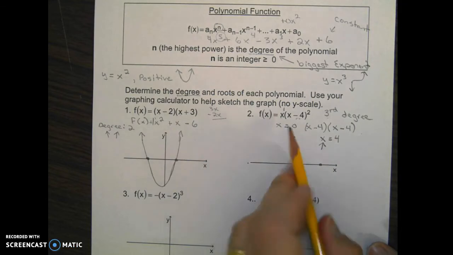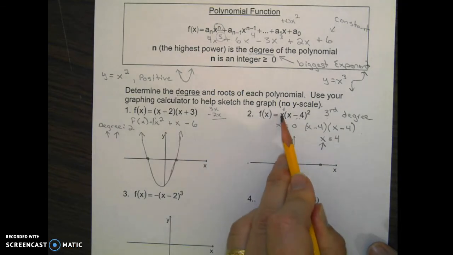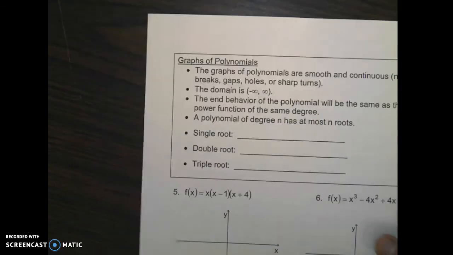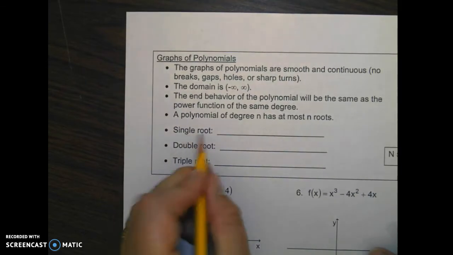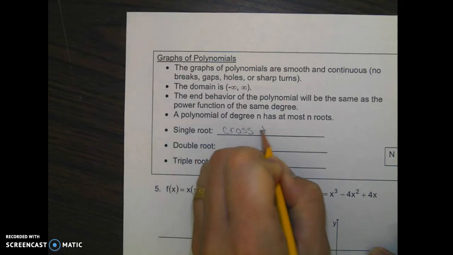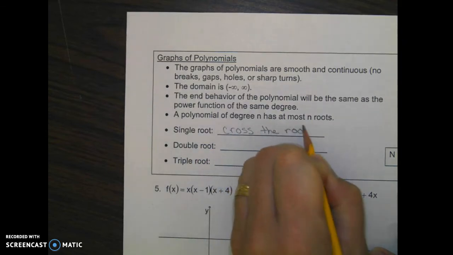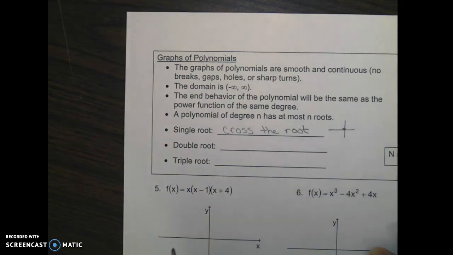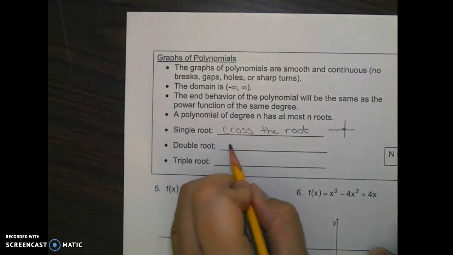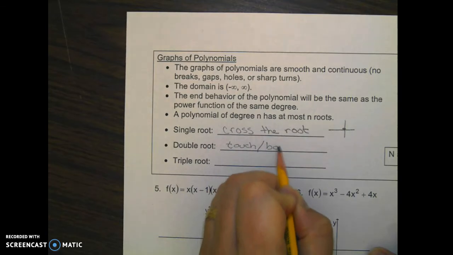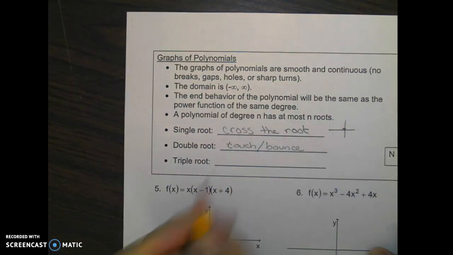Now, this is a single root because it has an exponent of 1 on it. This one is a double root because it has an exponent of 2. So turn your papers on the back. If you have a single root, it's going to cross the root. For example, if this is the root, it would cross it like that. If it's a double root, it's going to touch, or another word would be bounce off the root.